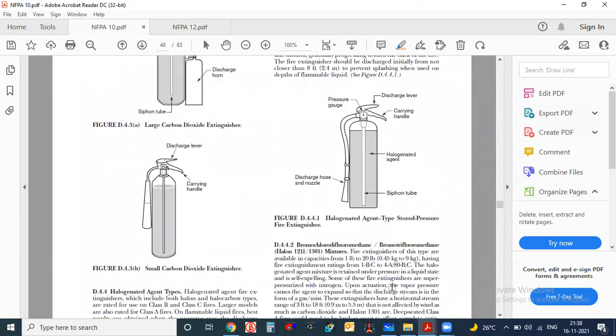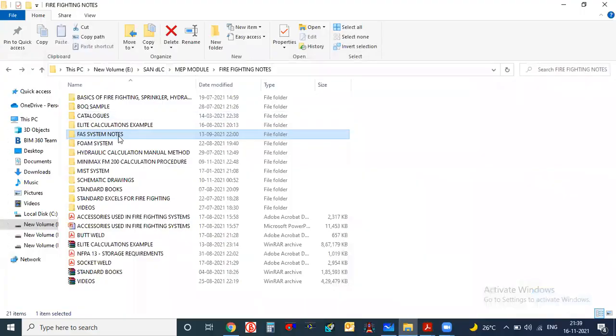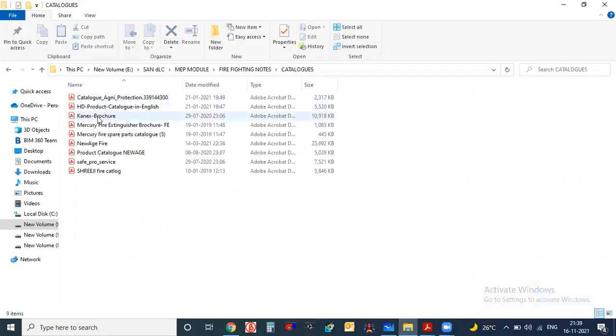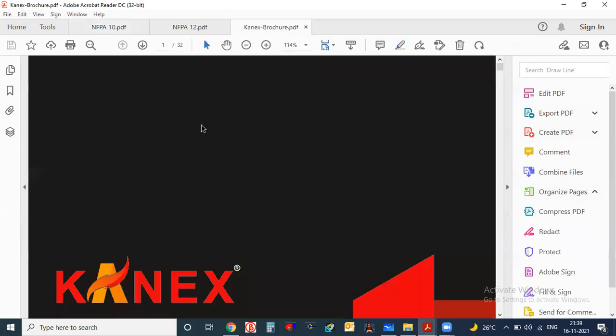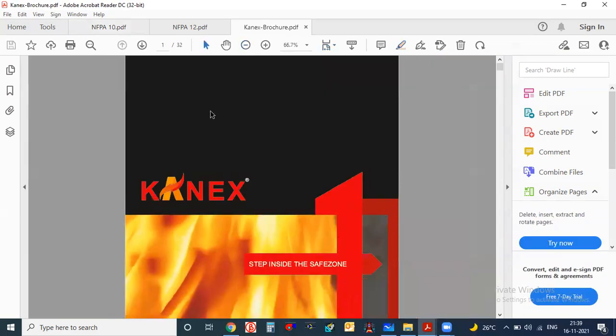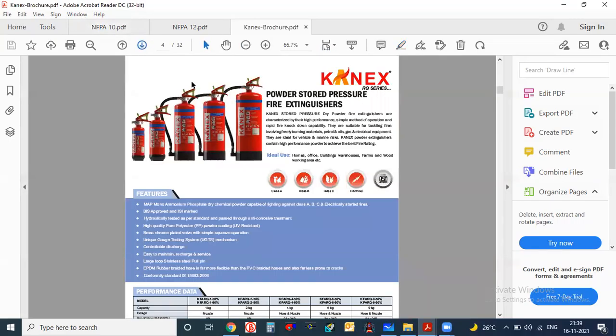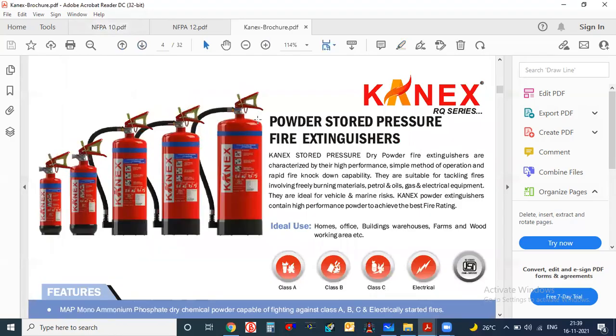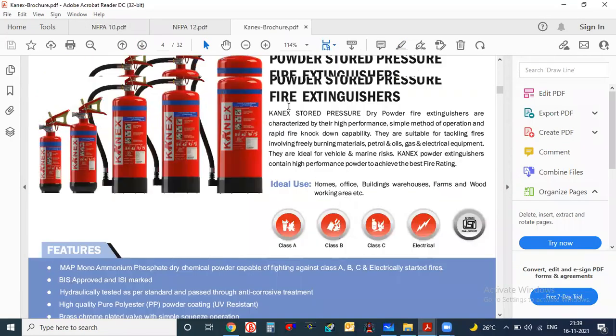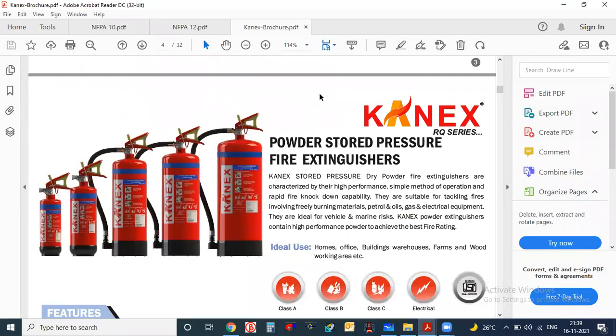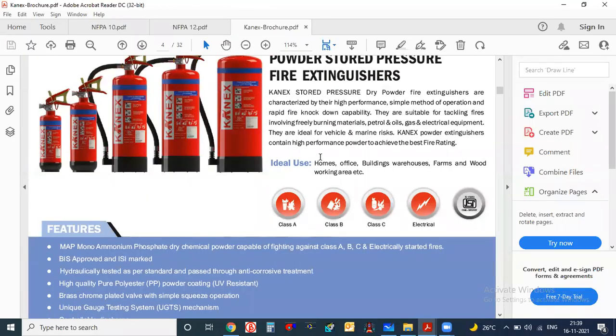I will show you one better document apart from this NFPA. If you check here in the catalog, like I have shared this one catalog with you. This is one company, Canex company. So this is the catalog for them. And here they have written everything very beautifully. Suppose this type of fire extinguisher, the powder stored pressure fire extinguisher. Here they have the ideal use, they have written where you can use it and what types of class you can use it for.